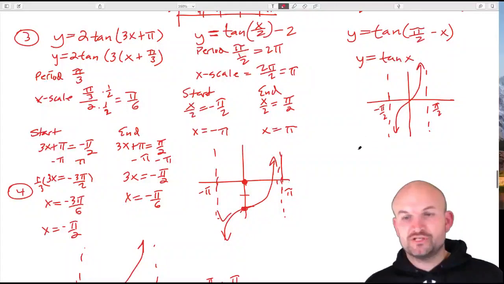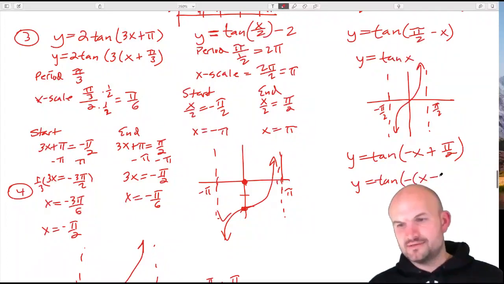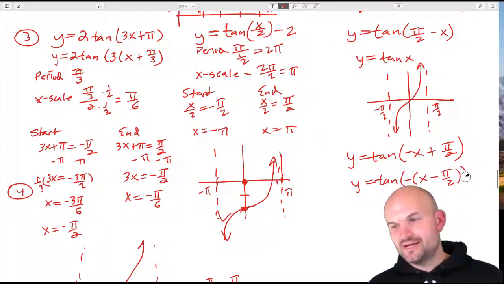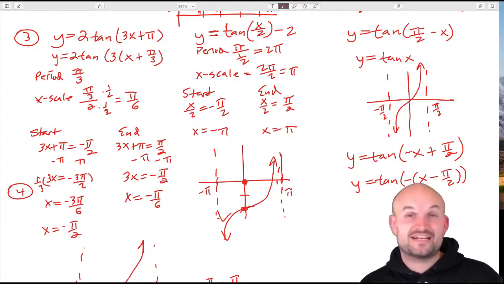The only thing I want to make sure that you understand is, again, to make sure that you rewrite this tangent of negative x plus pi halves, and just make sure you factor out that b. Nobody asked me for this equation. I just made it up. But the important point here, guys, is making sure that you guys factor out that negative.